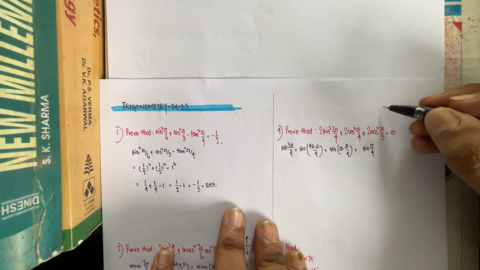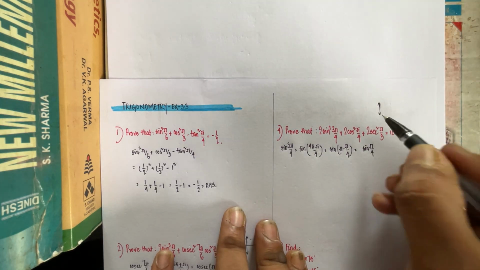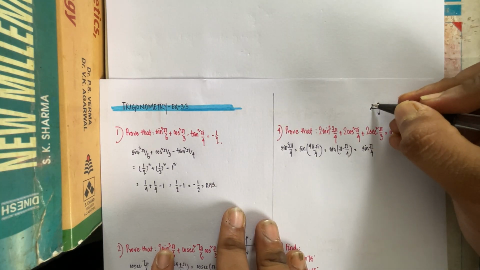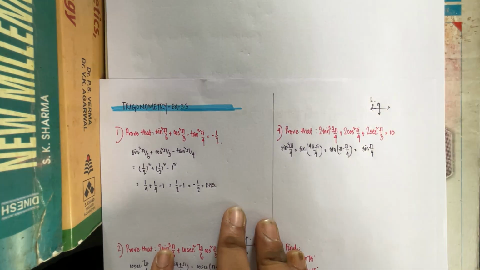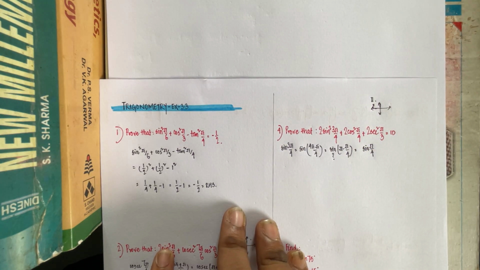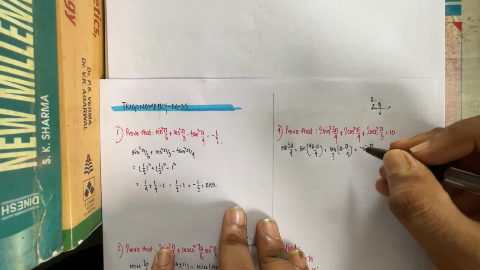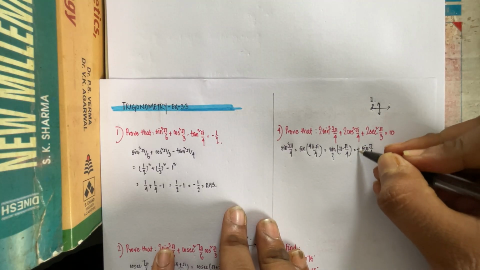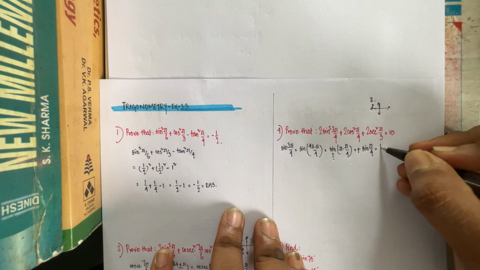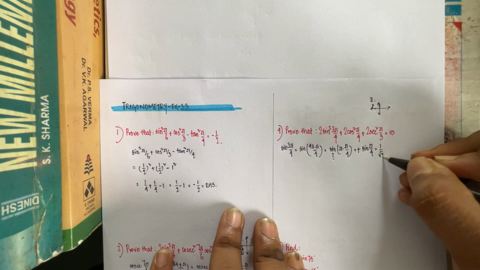Now we have to check in which quadrant it is falling. If we make a small diagram, we can see that pi minus pi by 4 will fall in the second quadrant, and in the second quadrant the sign of sine theta will be what? It will be positive. So this is plus sine pi by 4, and the value of sine pi by 4 is how much? It is 1 by root 2.